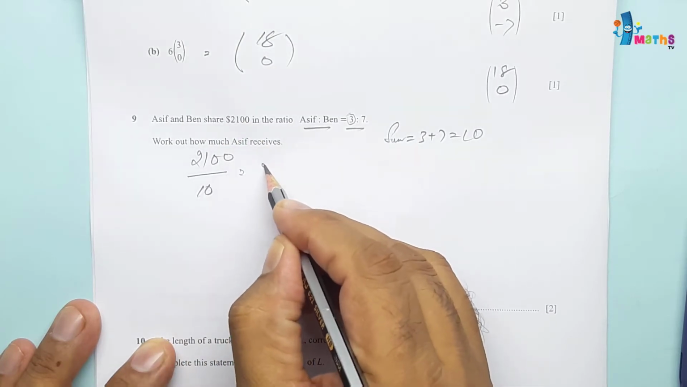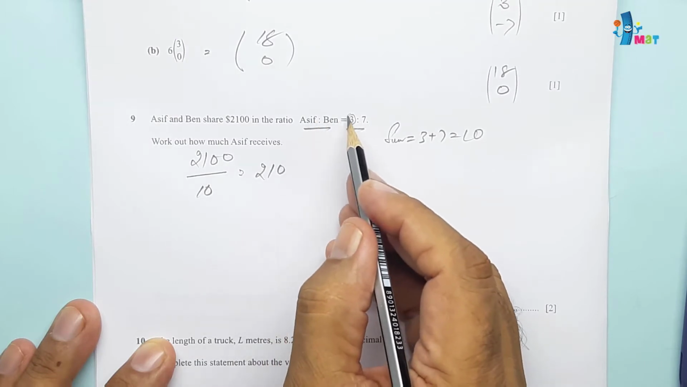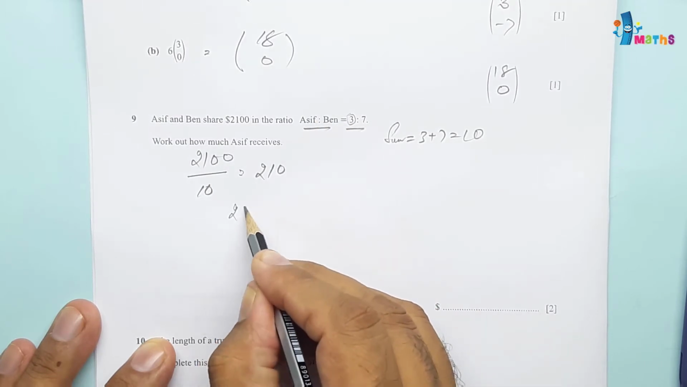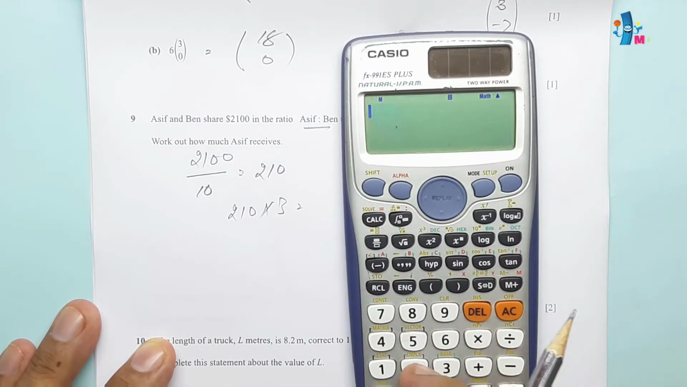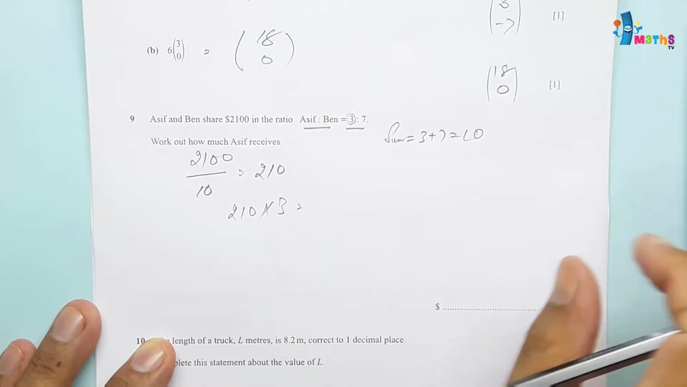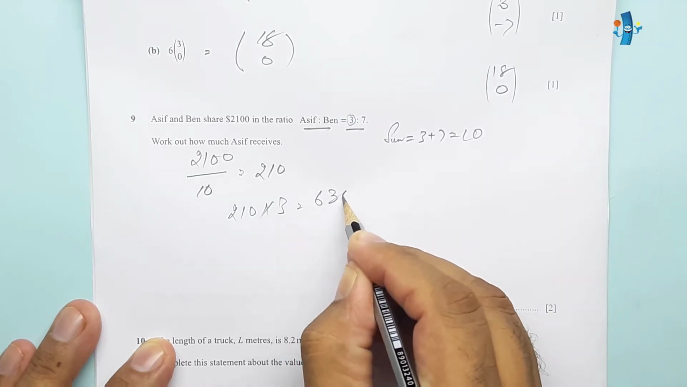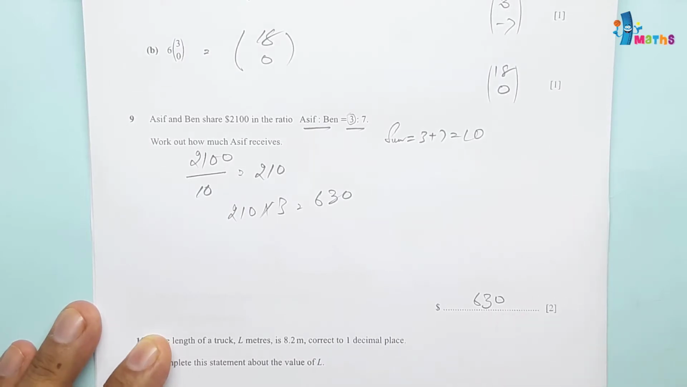One share will be equal to 210. So Asif is getting 3 shares. So 210 multiplied by 3 will be equal to 630. So his share will be $630. We will write the answer $630.